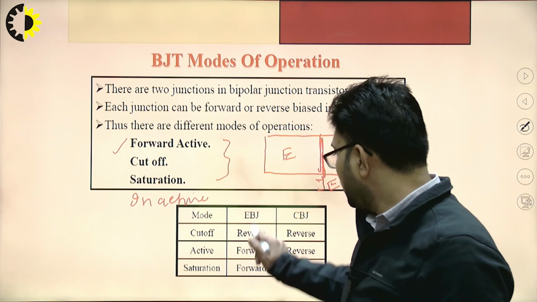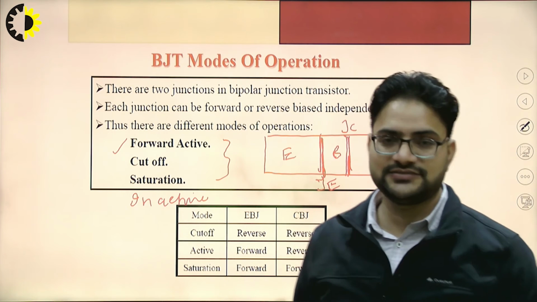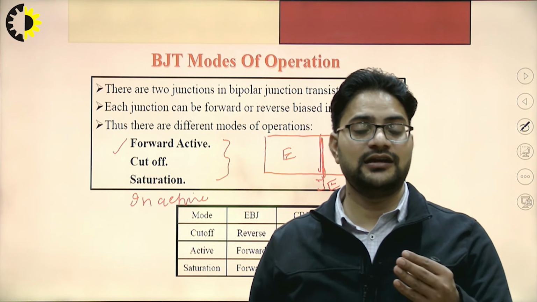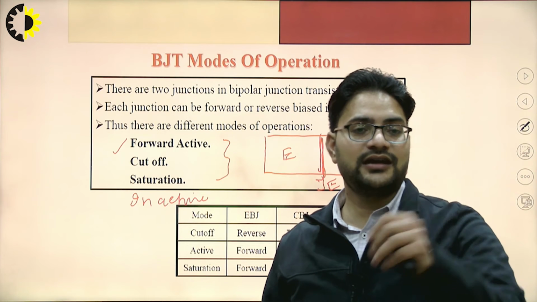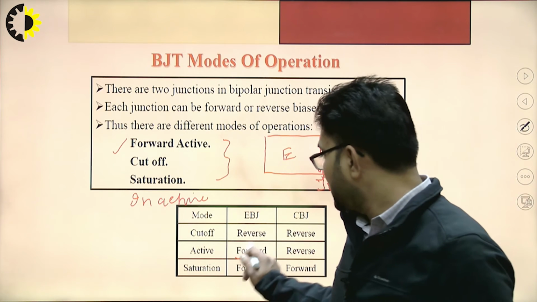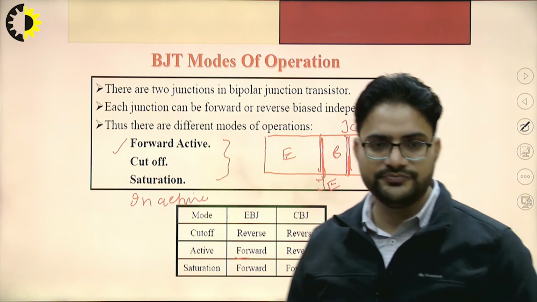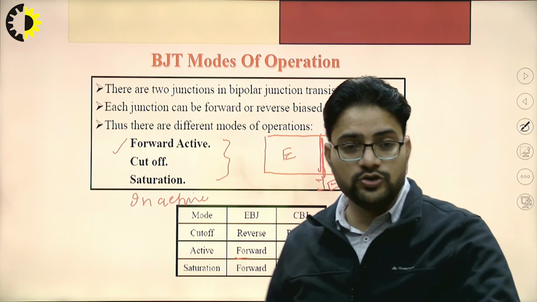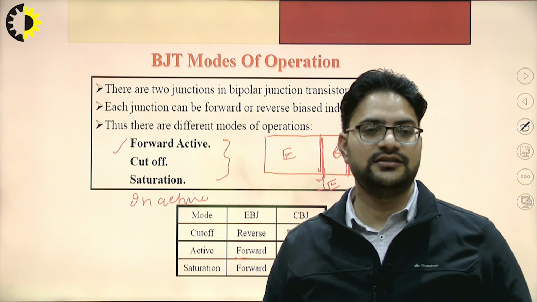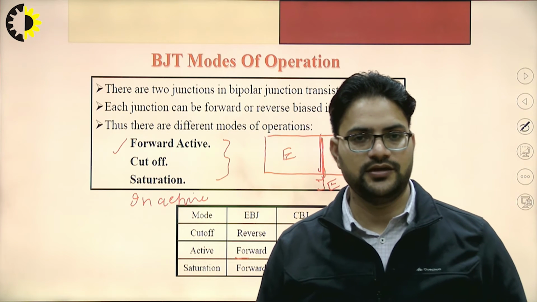Next, if the emitter-base junction is forward bias and the collector-base junction is reverse bias, the transistor is said to be in the active mode. Next, if both the junctions are forward bias, the transistor is said to be working in the saturation mode.